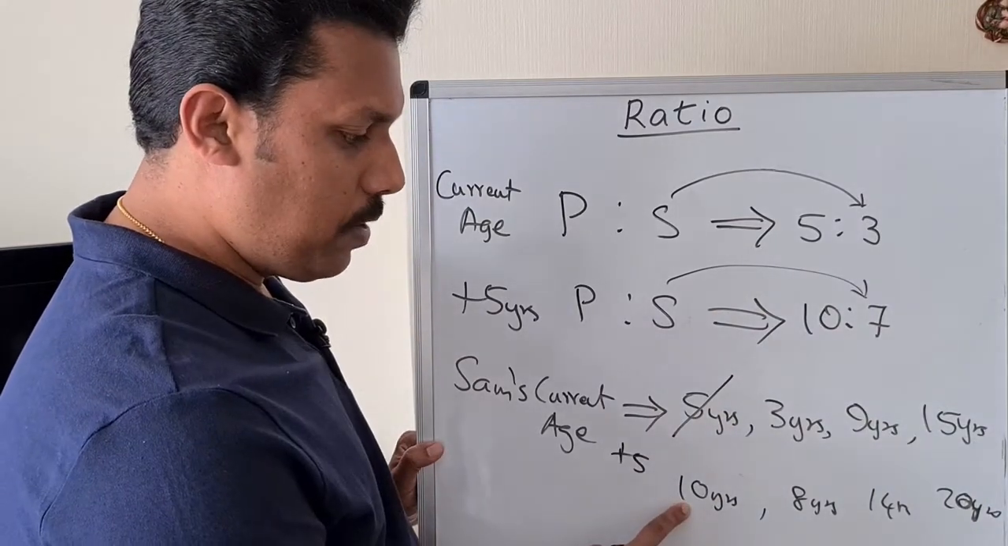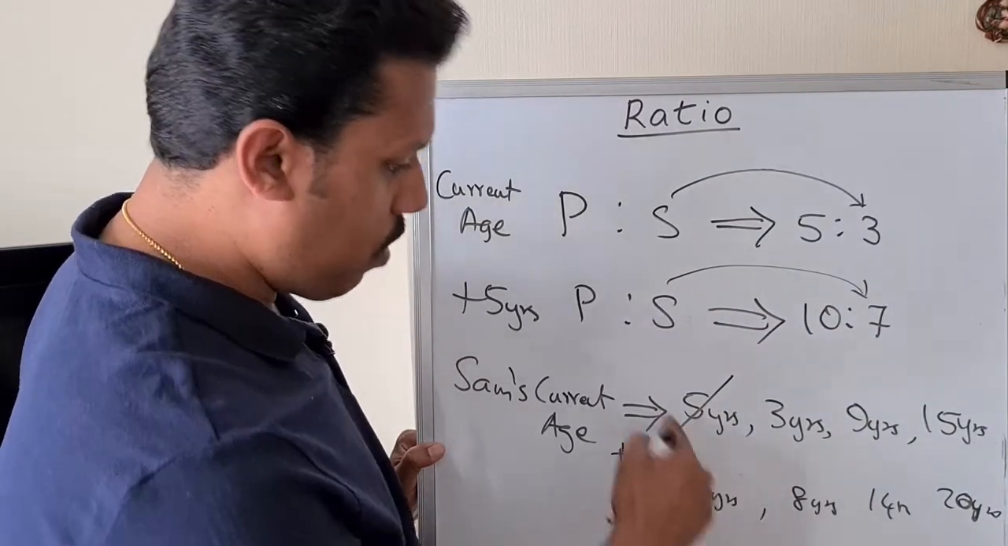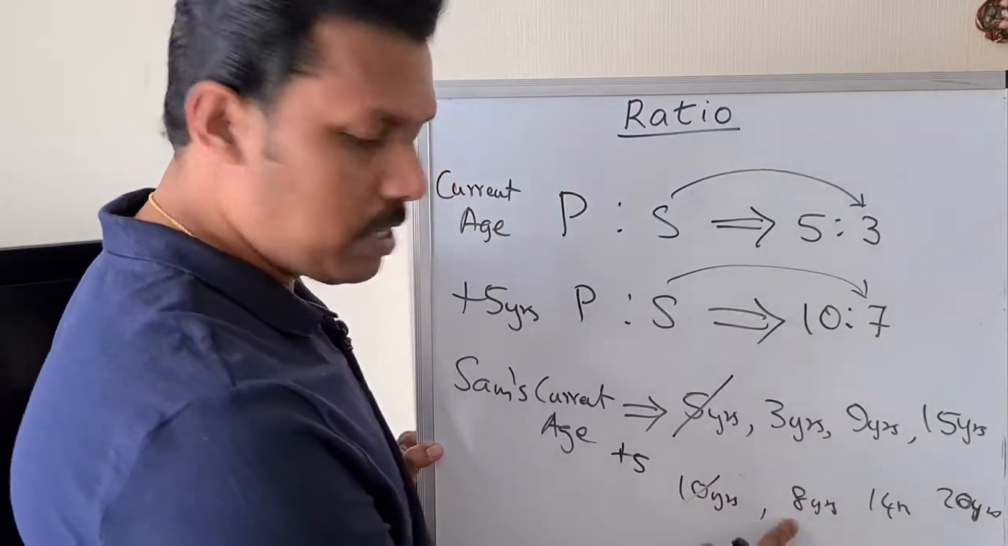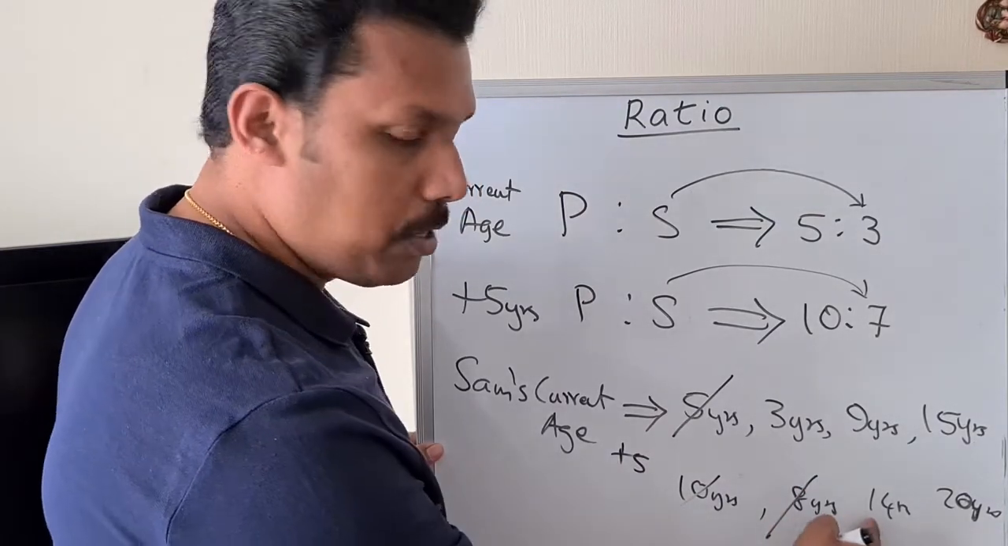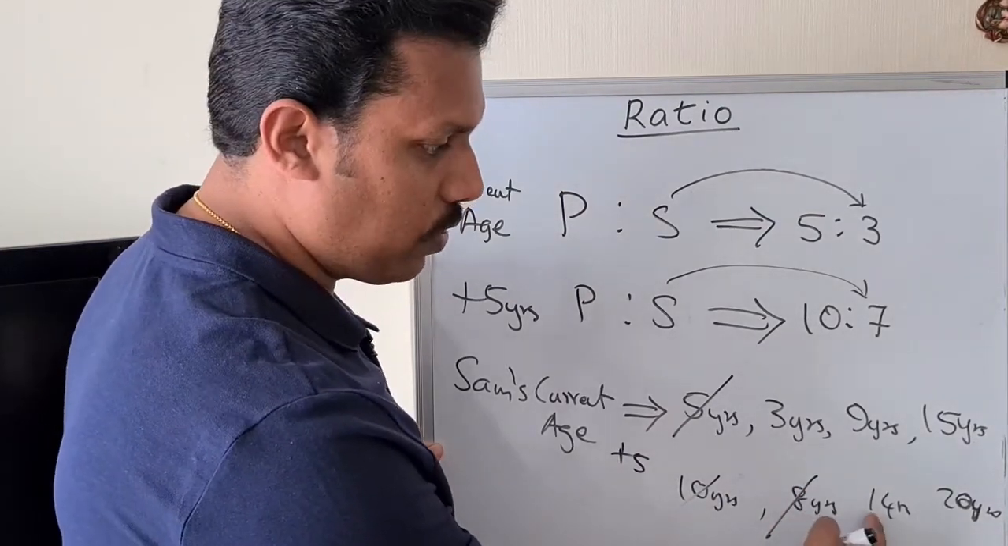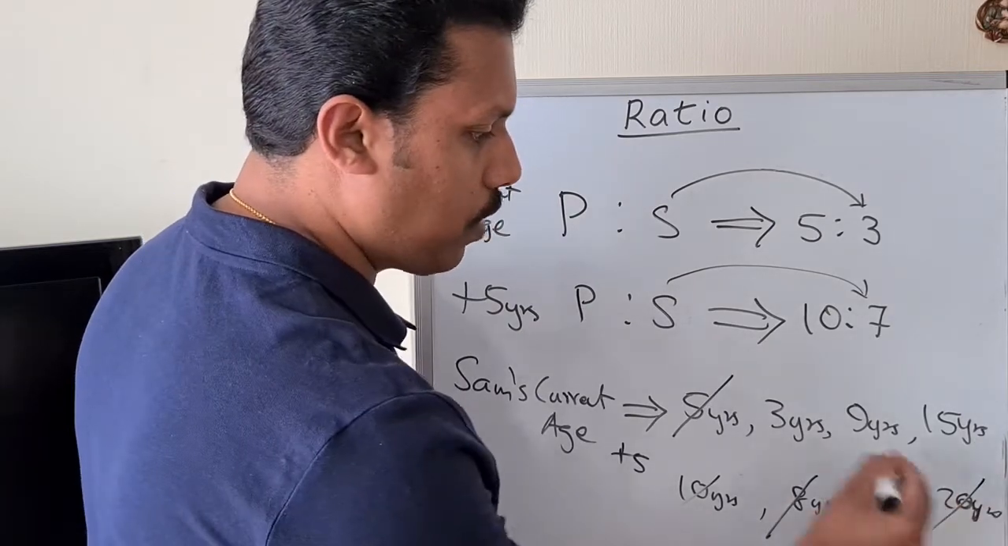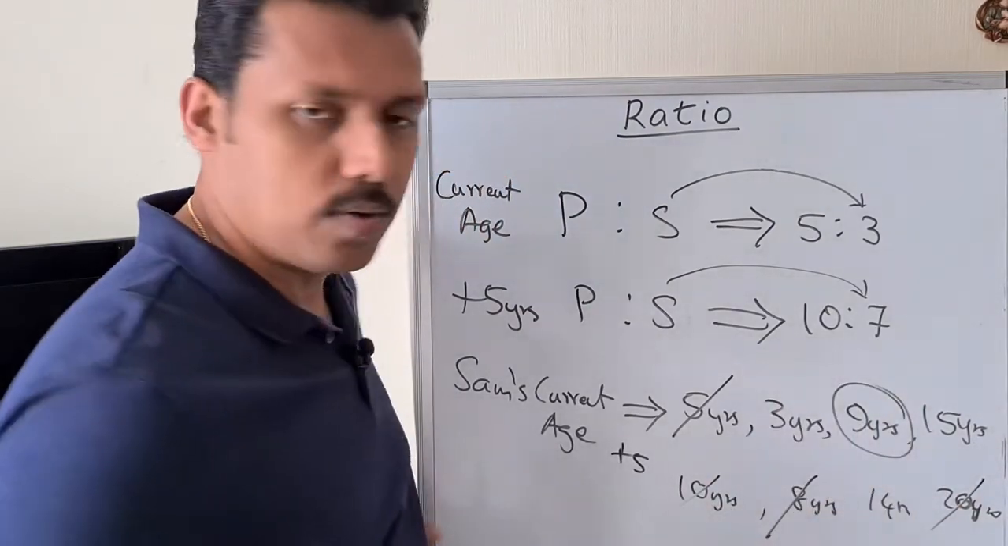So is this a multiple of 7? No. So that cannot be, well, we already did that. We don't want it. Is this a multiple of 7? No. Is this a multiple of 7? Yes. 7 times 2 is 14. Is this a multiple of 7? No. So your answer is 14. That is 9 years, your answer.